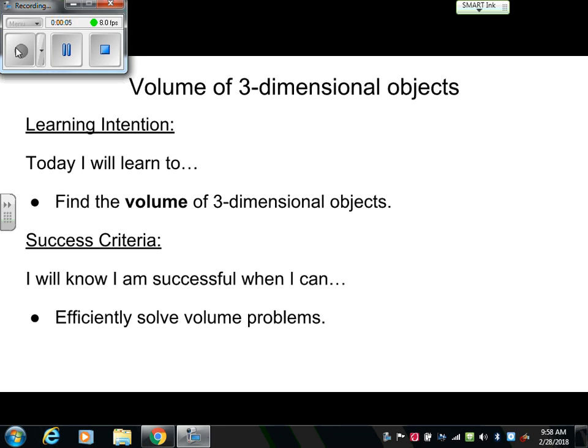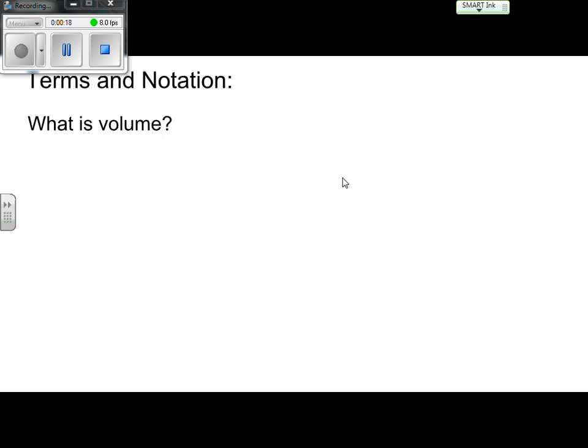Today we'll be talking about the volume of three-dimensional objects, specifically prisms, cylinders, cones, pyramids, and spheres. We will know we are successful when we can efficiently solve volume problems dealing with these three-dimensional objects. So our first question is, what is volume?